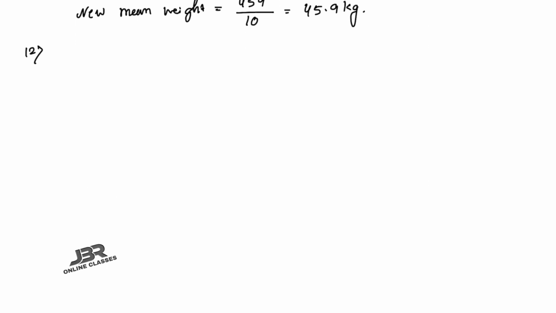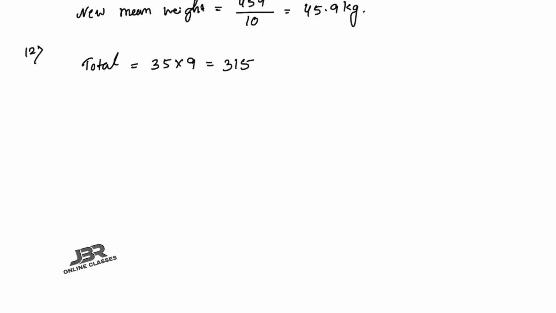Next, number 12. Mean of 9 observations was found to be 35. Later on, it was detected that an observation 81 was misread as 18. Find the correct mean of the observations. So the mean of 9 observations is equal to 35, so the total is equal to 35 into 9, that is 315.